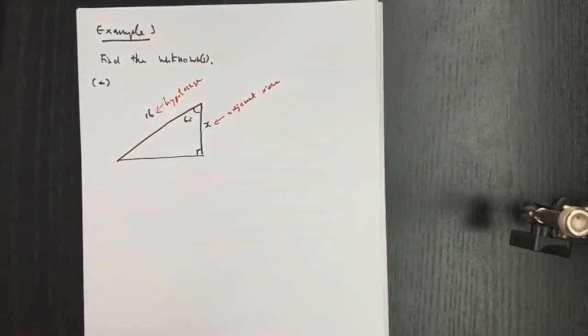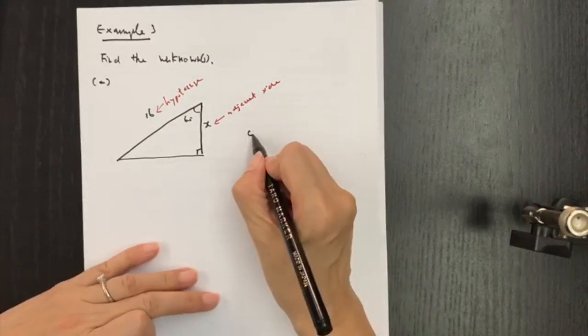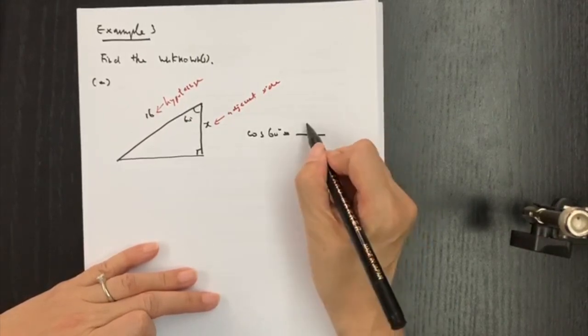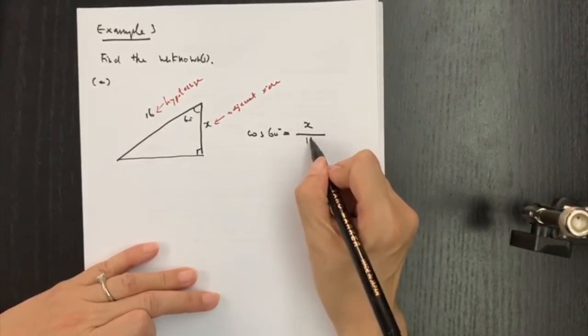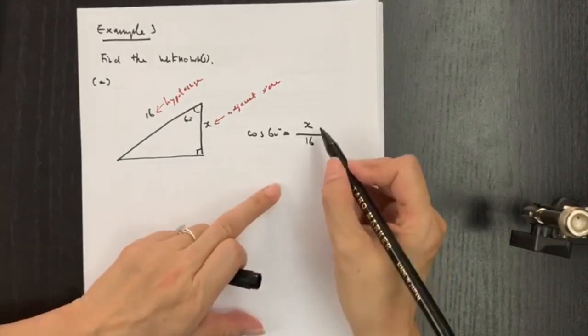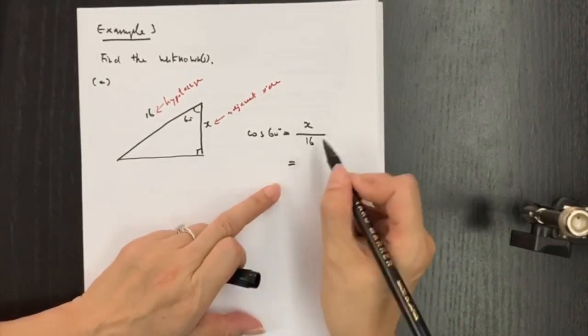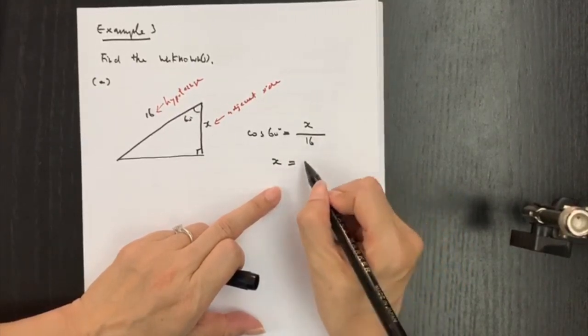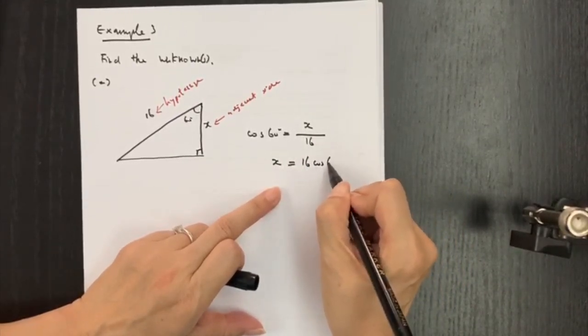Now we have the adjacent side and the hypotenuse, so we have to use the cosine formula, so that we have cosine 60 is equal to adjacent side over hypotenuse. And then we have to solve for x. So how do we solve for x? x will be equal to, so that is 16 cosine 60.